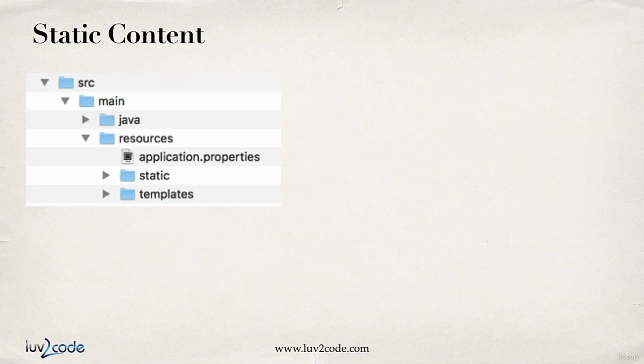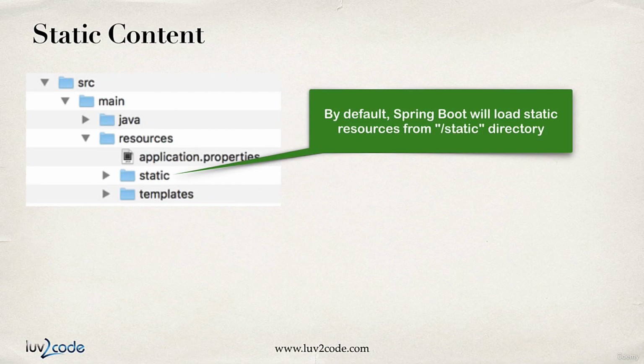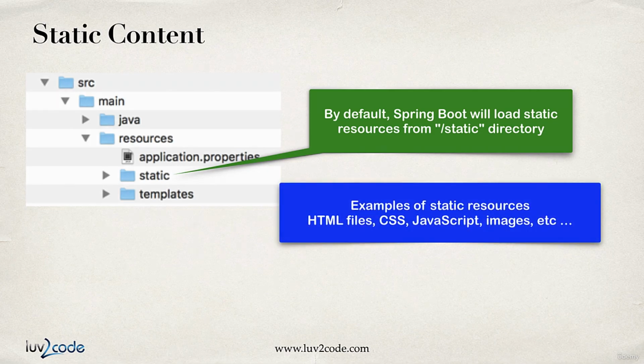And then as far as static content, by default, Spring Boot will load static resources from the /static directory. Some examples of static resources are HTML files, cascading style sheets, JavaScript, images, PDFs, blah, blah, blah, just static content. So you simply place it into the static directory, and Spring Boot will load it automatically for your given application.